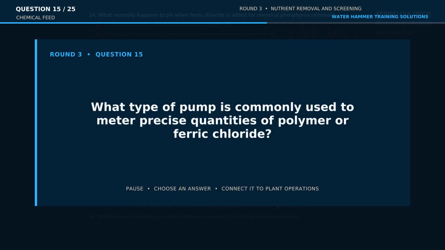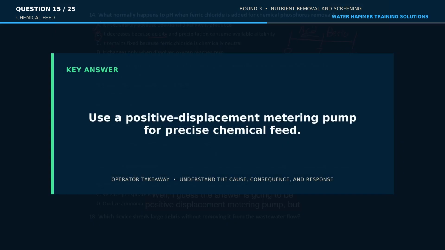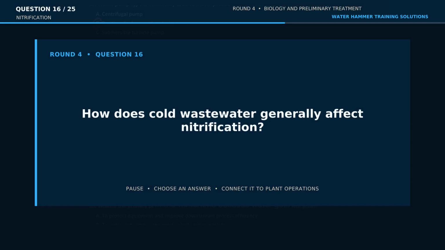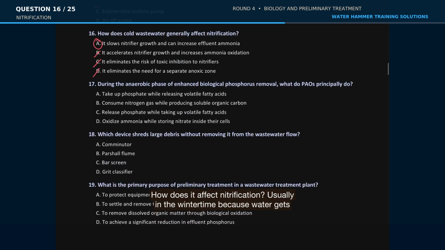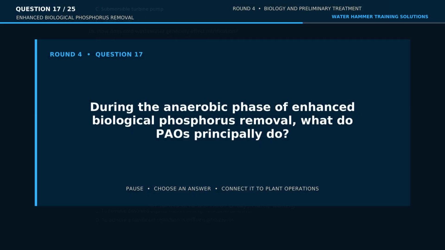All right, what type of pump is commonly used to meter precise quantities of polymer or ferric chloride? Well, I guess the answer is going to be positive displacement metering pump. The other options are about toxic inhibition, no, and eliminating the need for separate anoxic, no. Usually in the wintertime, because water gets colder, you're going to have to increase the detention time by increasing the amount of cells you have or the amount of tanks in service.